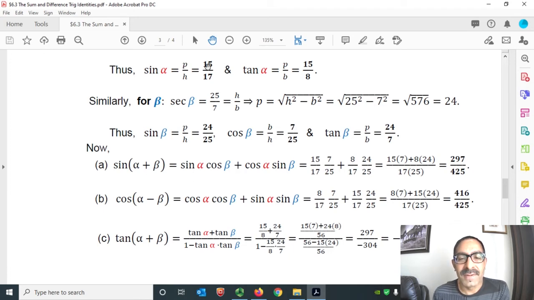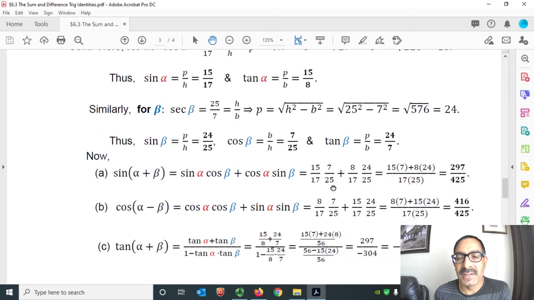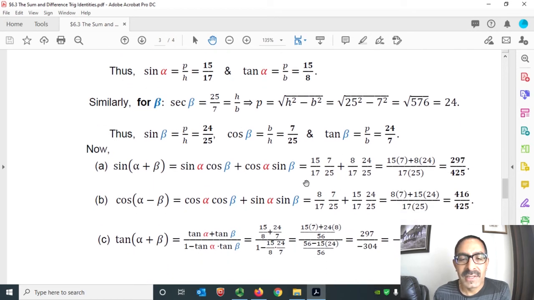So then let's plug in the values. Sine alpha is 15 over 17. Cosine beta, from here, is 7 over 25. I use different colors so that it makes sense to you all. And then this plus as it is. Cosine alpha is given to us, which is 8 over 17. So 8 over 17 here, and sine beta is 24 over 25 here.